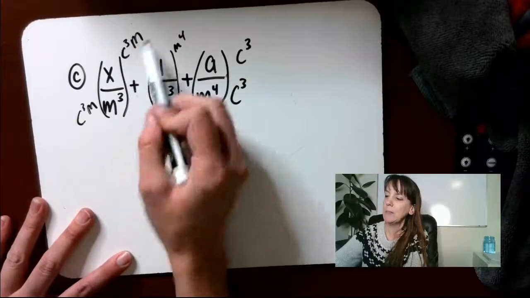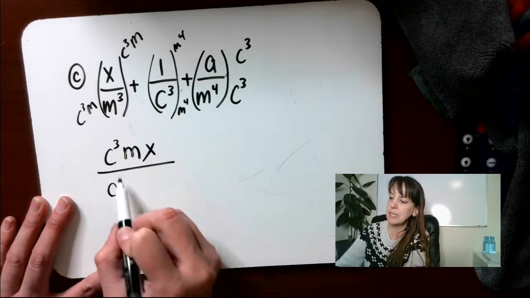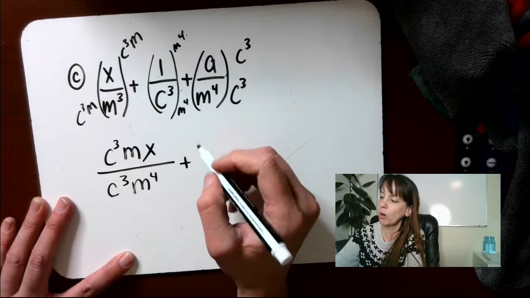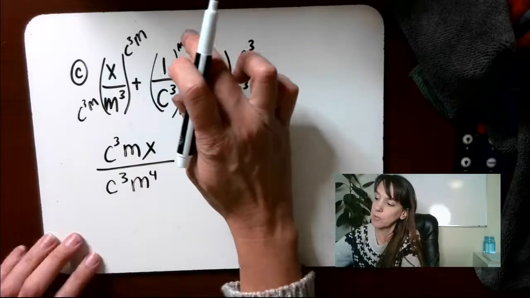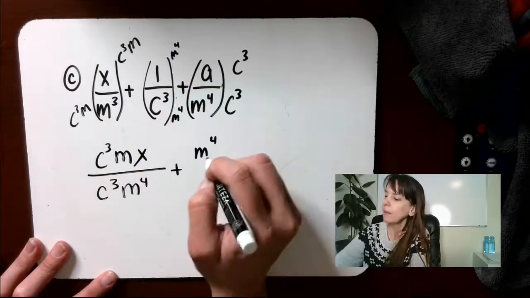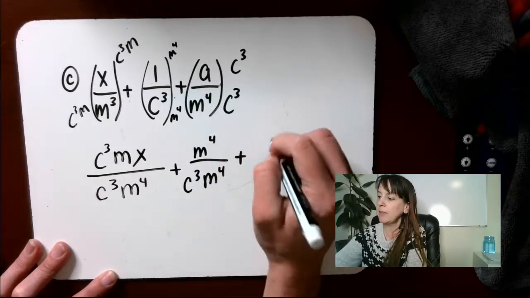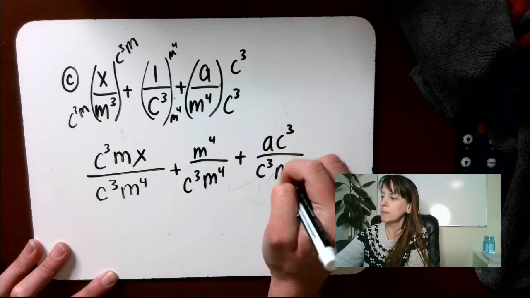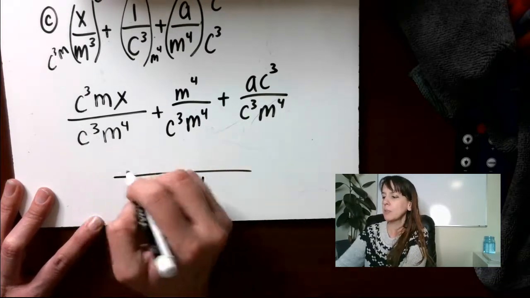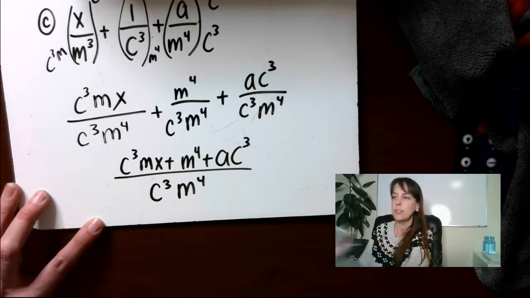So let's make sure we did this right. Upstairs here, I'm gonna put it in alphabetical order. C3MX. Downstairs, I'm gonna have C3M to the 4th plus 1 times 4 gives, oh no, that's M to the 4th, right? M to the 4th, yeah. See, this is why you gotta be diligent about how you write things. So it's just M to the 4th, because it's 1 times all that, over C3M to the 4th, plus upstairs I have a C3 over C3M to the 4th. Phew, did it correctly. So this expression we're gonna have on the bottom, C3M to the 4th. Upstairs, we're gonna have C3MX plus M to the 4th plus AC3. Just like that, you are good to go.